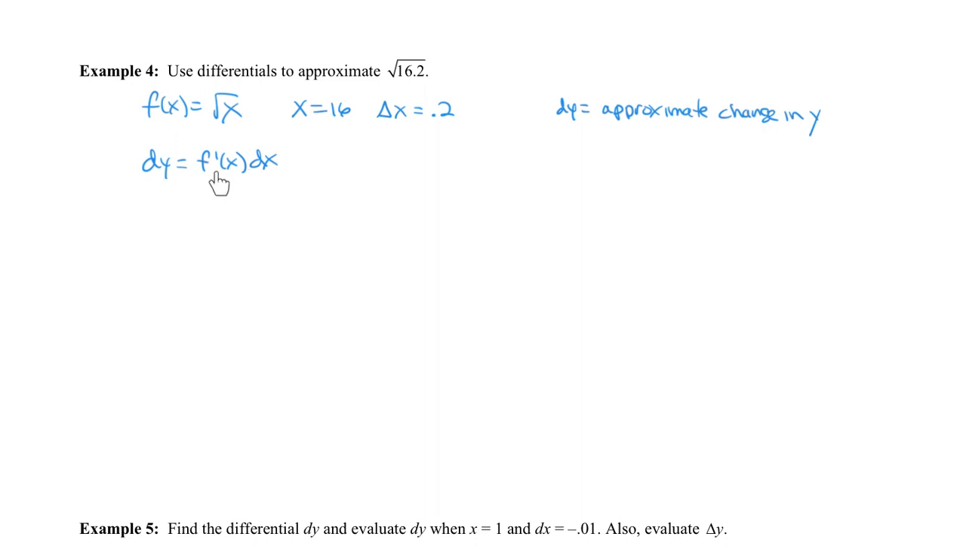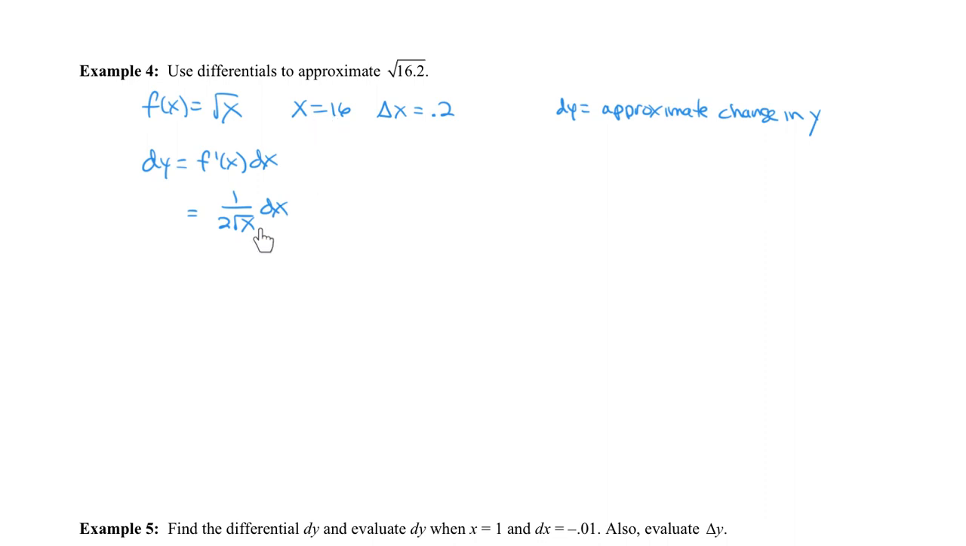So here we go through and we figure this out. So f of x is the square root of x, so dy is f prime of x, and we did that one earlier. So we know that dy is equal to 1 over 2 times the square root of x dx. So then what we do here, again, this is dy, the approximate change in y. Now we can plug in our values.